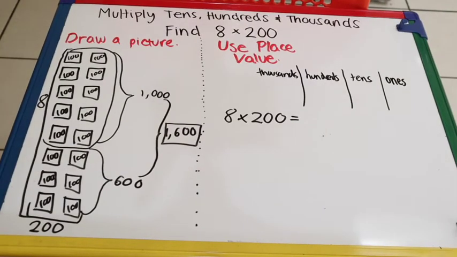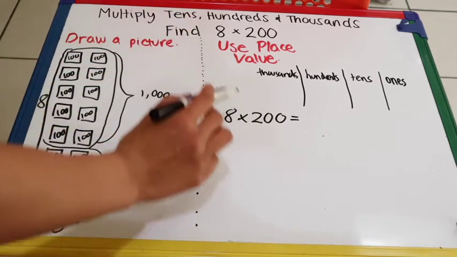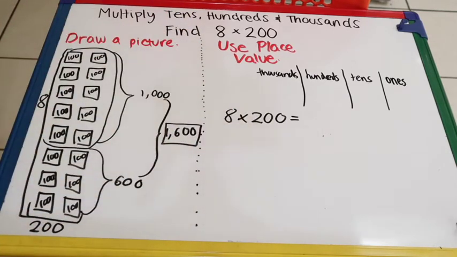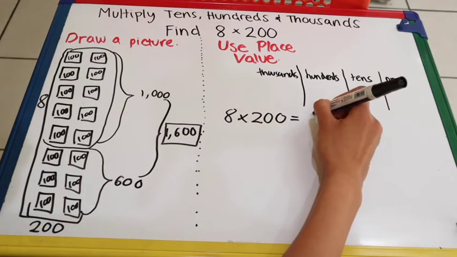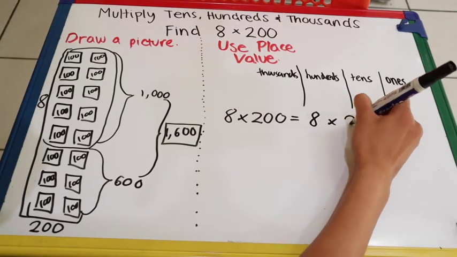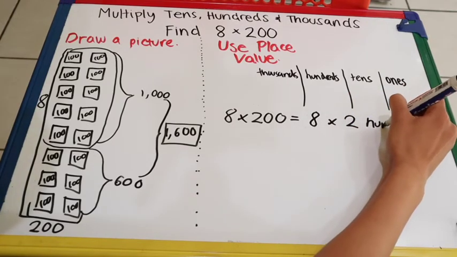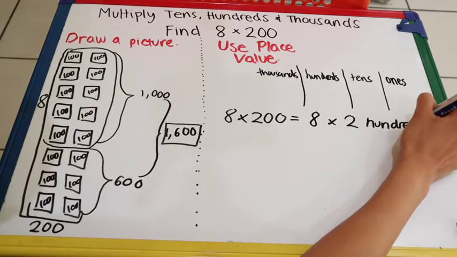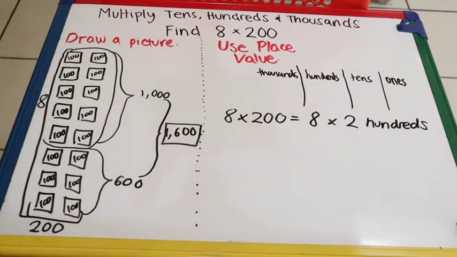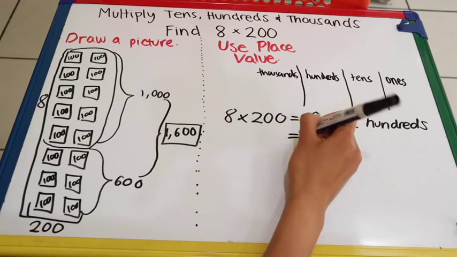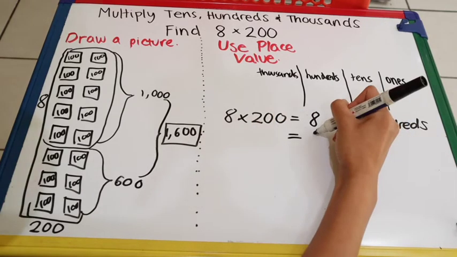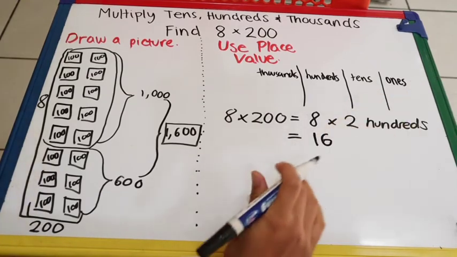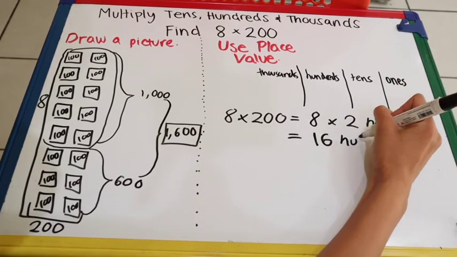Now I'm going to be showing you how to use place value to solve this problem. I'm going to copy the problem down here, 8 times 200. I know that 8 times 200 is the same as 8 times 2 groups of hundreds. And then now I can multiply 8 times 2. 8 times 2 is 16. Now I have 16 hundreds.